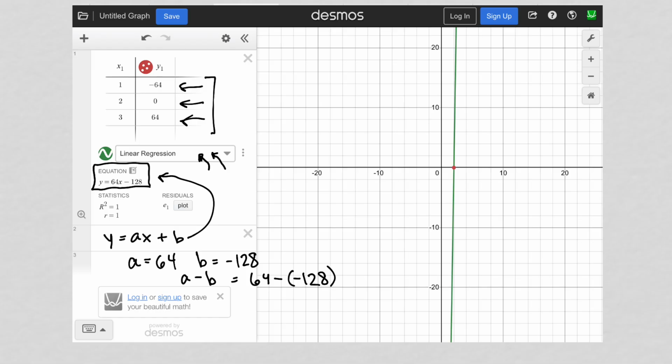If you'd like to use your calculator just to make sure you don't make a math mistake, we're going to just say, well, this is 64 minus times negative makes it a plus. So really it's going to be 64 plus 128, which is equal to 192. So your answer here is 192.